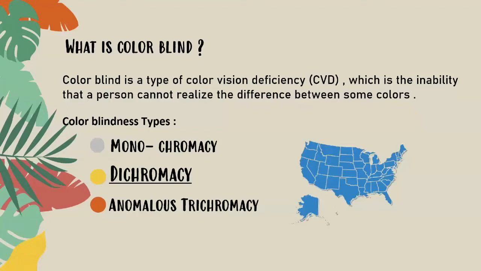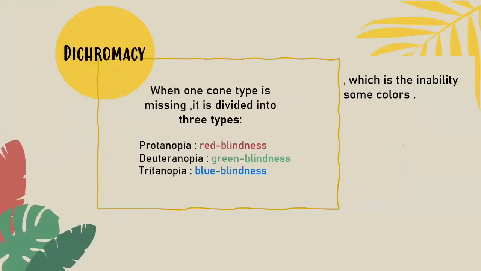Based on the Colorblind Awareness website, there are approximately 300 million people with color blindness, almost the same number as the population of the USA. In our research paper, we will focus on dichromacy colorblindness. It's when one cone of the three cones, L, M, or S, is missing. This type is divided into three subtypes.